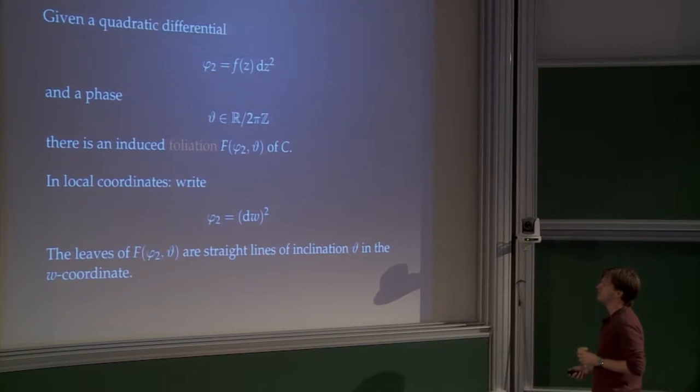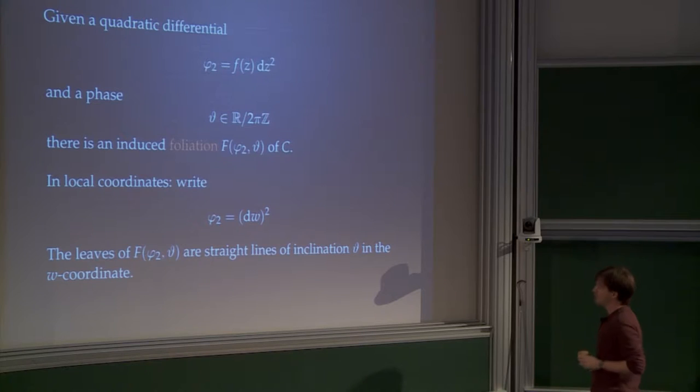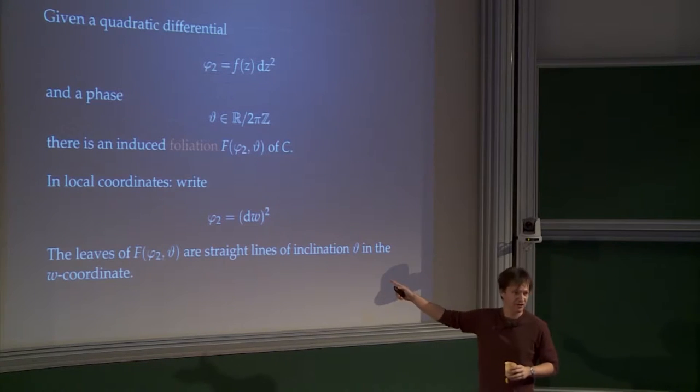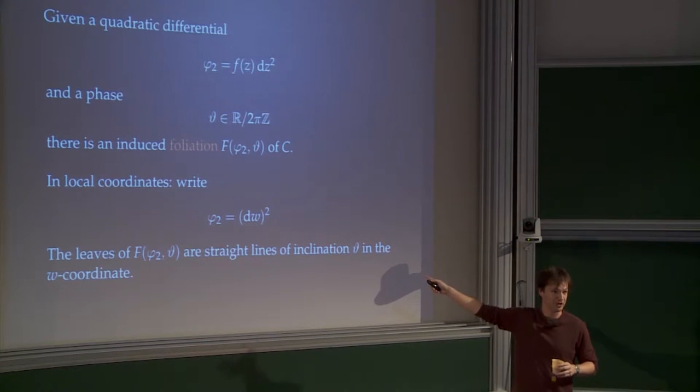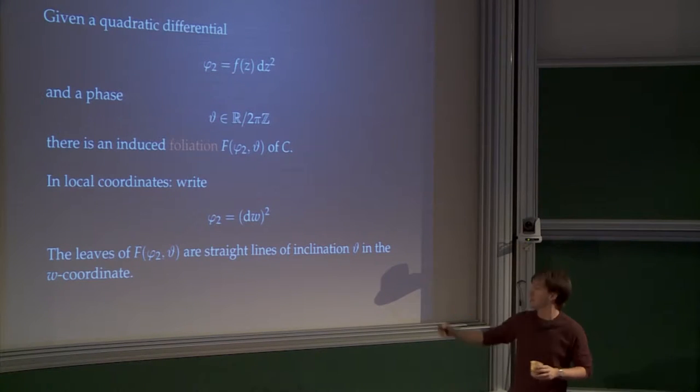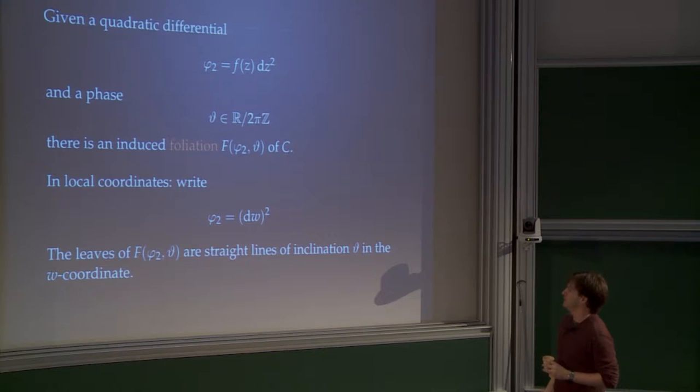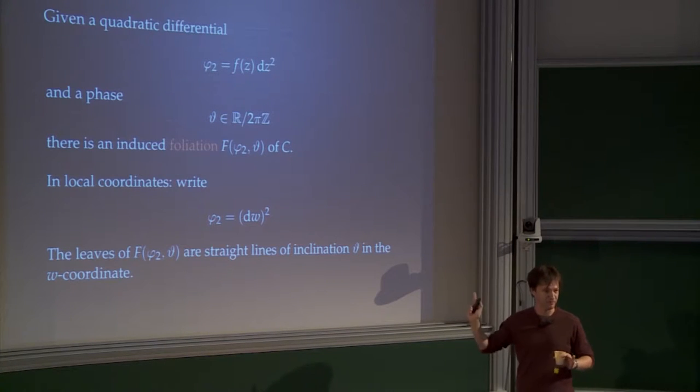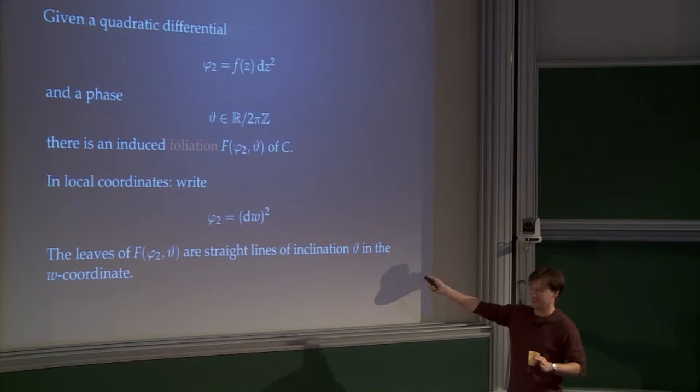I guess the way that I've written it here is slightly ambiguous because I could always change w to minus w without changing this. We could write it a little more precisely to deal even with that ambiguity. But for now, let me just say this.